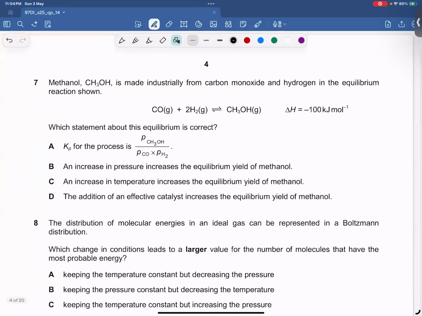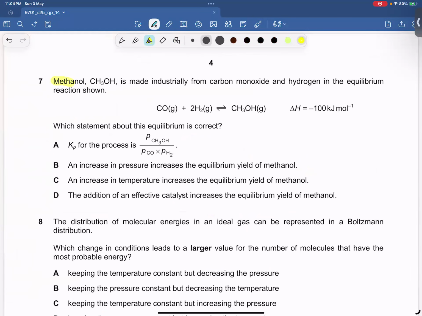Question number 7. Methanol is made industrially from carbon monoxide and hydrogen in the equilibrium reaction shown. Well, this equilibrium reaction has an enthalpy change whose value is negative, which means the forward reaction is exothermic.